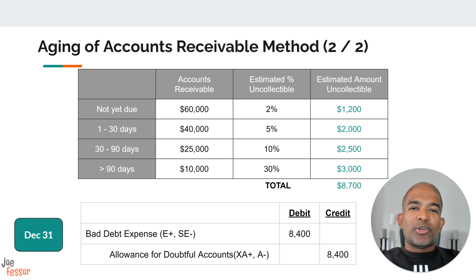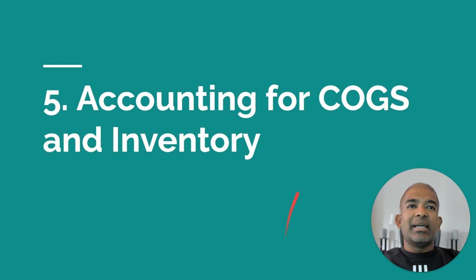This concludes our session on accounting for revenues and receivables. In the next session, we'll be looking at accounting for cost of goods sold and inventory.